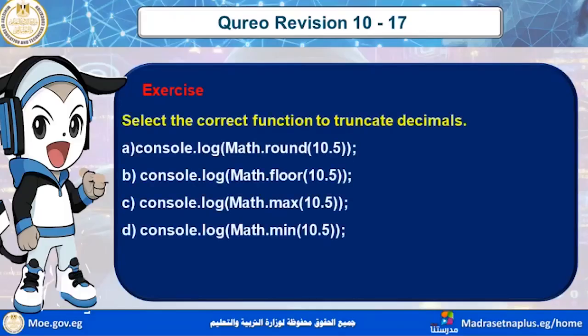Now select the correct function to truncate. Here the word truncate means to omit the decimals. So what will we choose? console.log Math.round 10.5 is not correct. The correct one is console.log Math.floor 10.5.